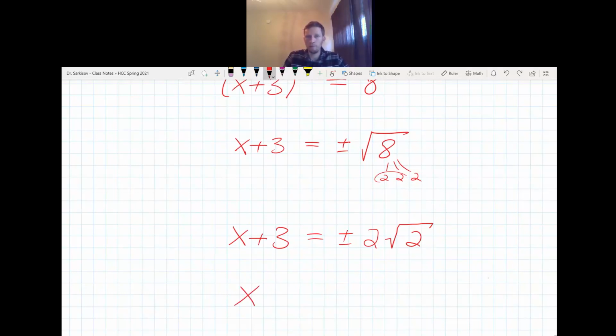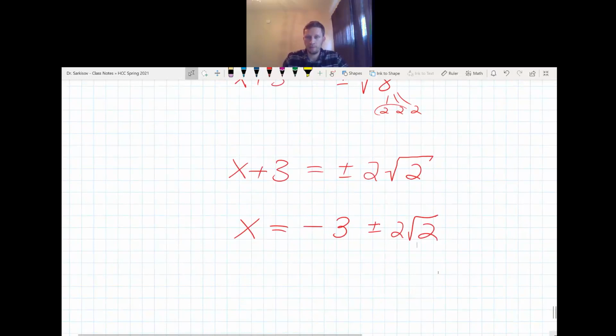Okay, x is equal to negative 3. Get rid of the 3. We want x. We don't care about x plus 3. So x is equal to negative 3 plus or minus 2 root 2. So you can do negative 3 minus 2 root 2, negative 3 plus 2 root 2. That's our answer.